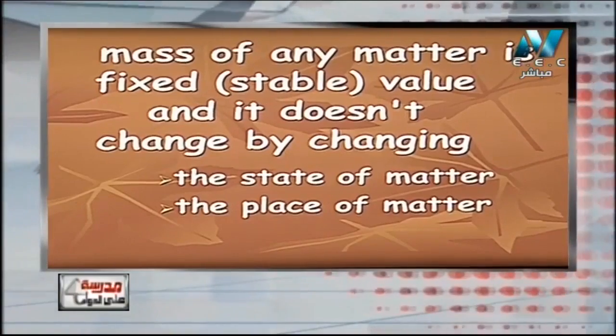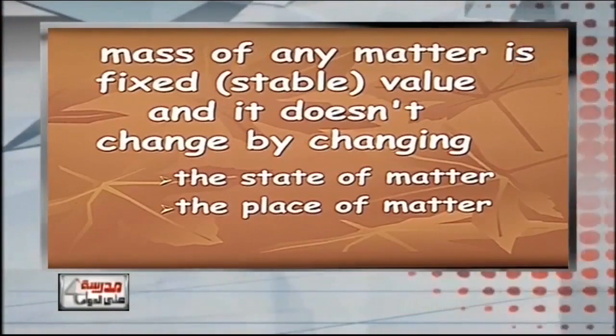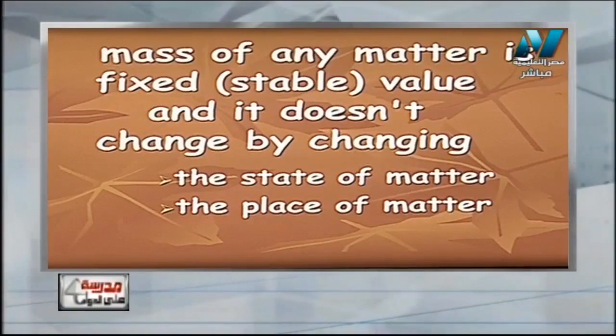يعني for example لو واحد فينا عنده ماس 50 كيلوغرام، راح عند المون هيبقى برضه 50 كيلوغرام، راح عند جوبيتر هيكون برضه 50 كيلوغرام. ليه؟ أصل الماس doesn't change by changing the place of matter. Again, mass doesn't change by changing the place or the state of matter.